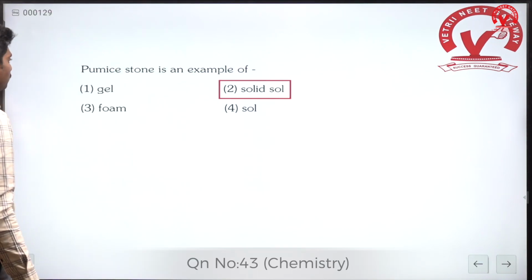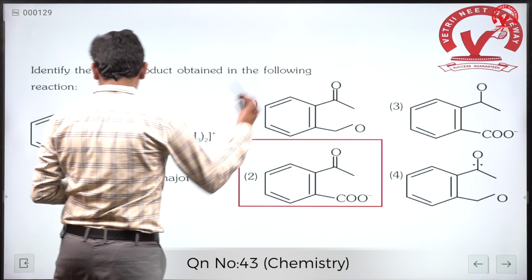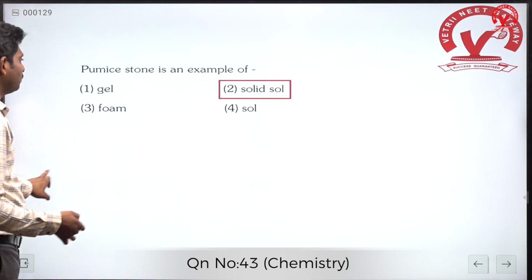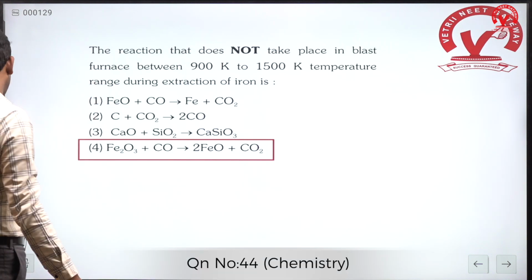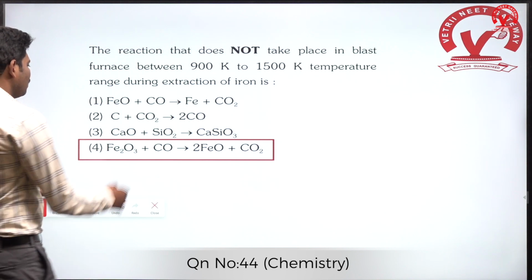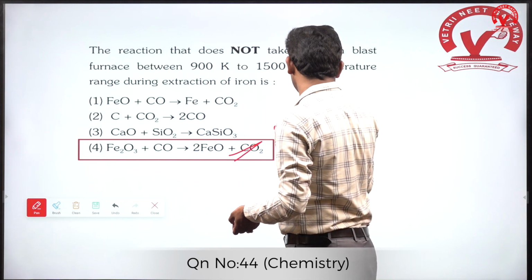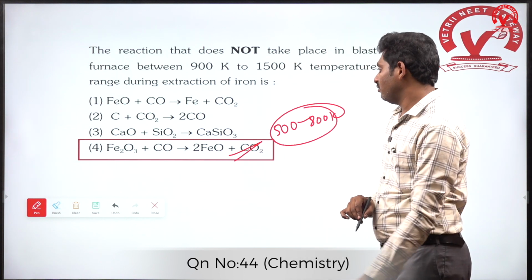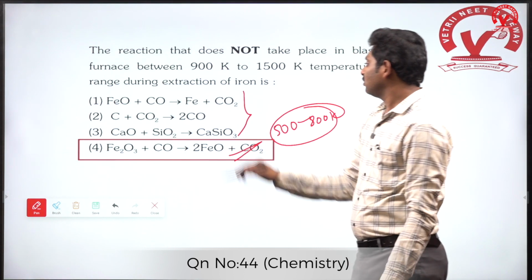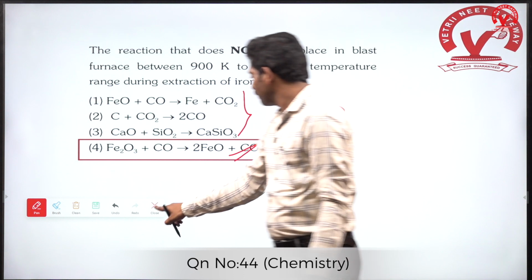Okay, next we move on to the next question. It is a direct question: the previous one is an example of a solid solution, it is a solid, so nothing to explain here. Next one: the reaction that does not take place in the blast furnace. It is also a direct question. The last one is between 500 to 800 Kelvin temperature, while the remaining three equations are at 900 to 1500 Kelvin temperature. Direct question.